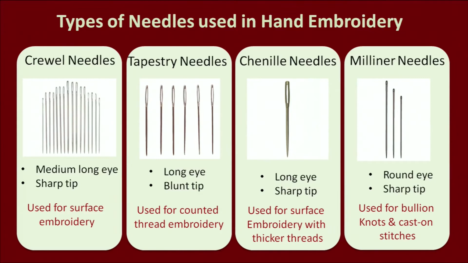Chenille needles have a long eye and sharp tip, and they are used for surface embroidery with thicker threads. Milliner needles have a round eye and sharp tip, and they are used for bullion knots and cast-on stitches. Besides these, there are also specialty needles available for embroidery work, which mainly include curved needles and beading needles.